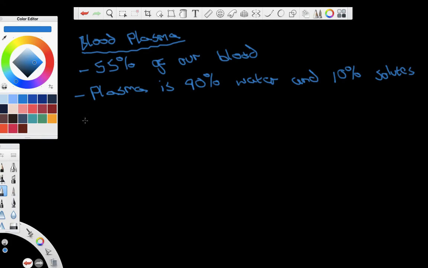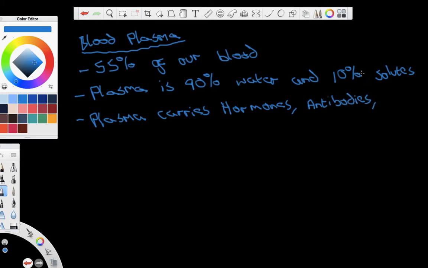The plasma carries, so plasma carries hormones, it carries antibodies, it carries nutrients, and finally, it carries waste substances.